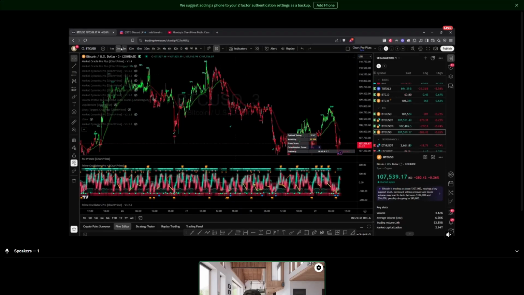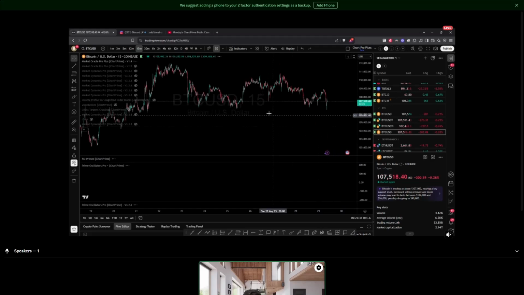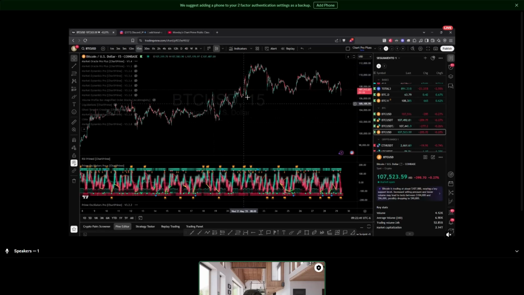So instead of 3 minutes, I can go to the 15 minutes. On 15 minutes, it looks like much less volatility. Perfect. Look at that, and much better trends.